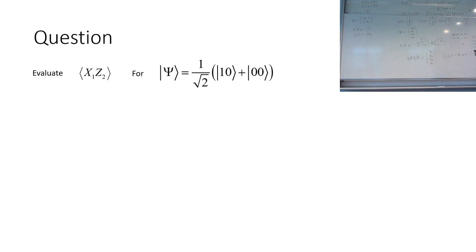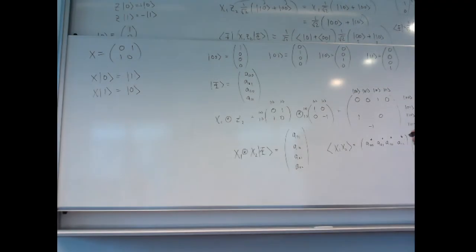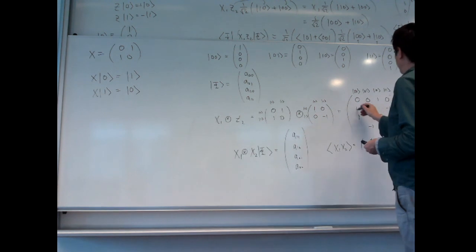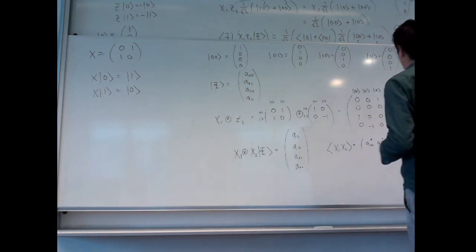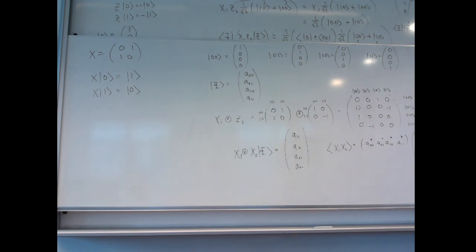Okay, so hold on, let me just finish off writing this thing. What we should get is, I think, minus 1 here, and minus 1 here. Yeah, I think that should be right. I think the matrix should look like this.